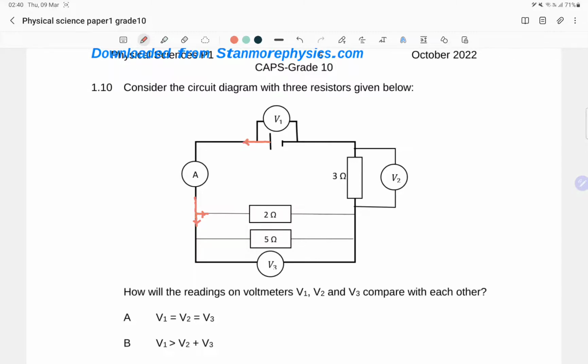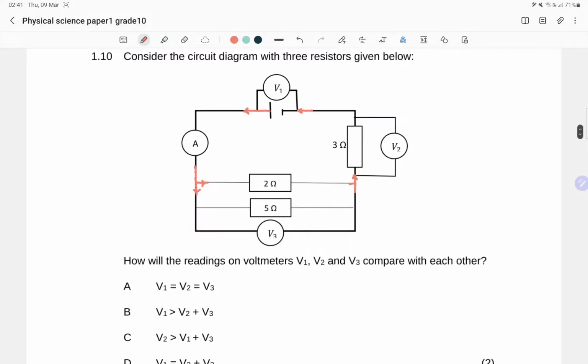All right, and then here of course these currents come together, and then the total current passes through the 3 ohm resistor and it goes back to the battery to complete the circuit. All right, now we're told here, how will the readings on voltmeters V1, V2 and V3 compare with each other? Okay, how do they compare?